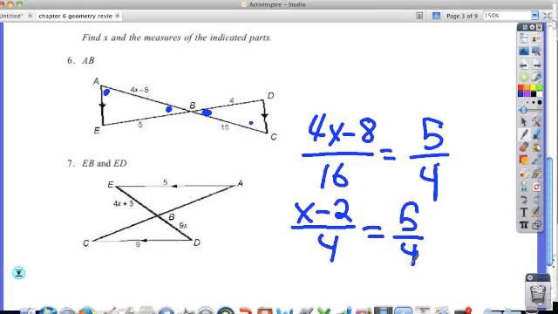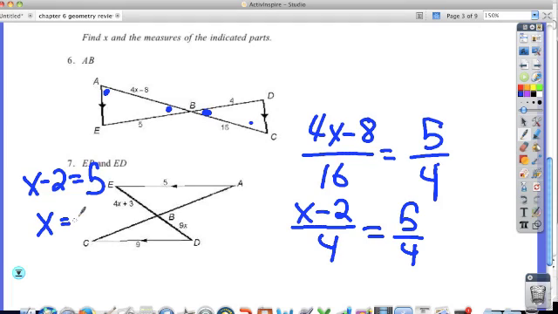Do you see what happens there? They have the same, is that the numerator or denominator? You tell me. Denominator, the bottom. Yeah, I have the same denominator. So I can just say that x minus 2 is equal to 5, correct? So what does x have to equal?